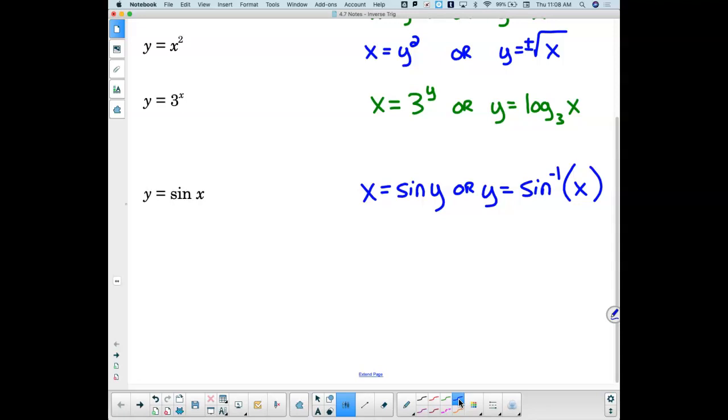When we would do y equals sine of x, we would plug in an angle, and that would get us out a y value, right? Okay? What's the inverse sine going to do? It's going to give us an angle. We're going to plug in a y value. It's going to give us out an angle. Wow. Okay?